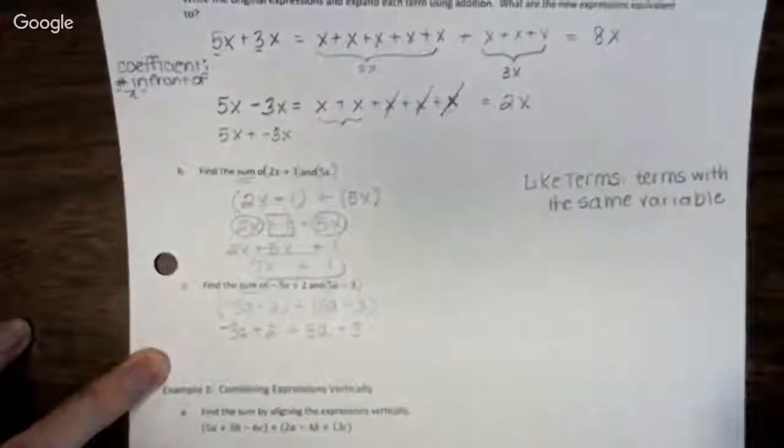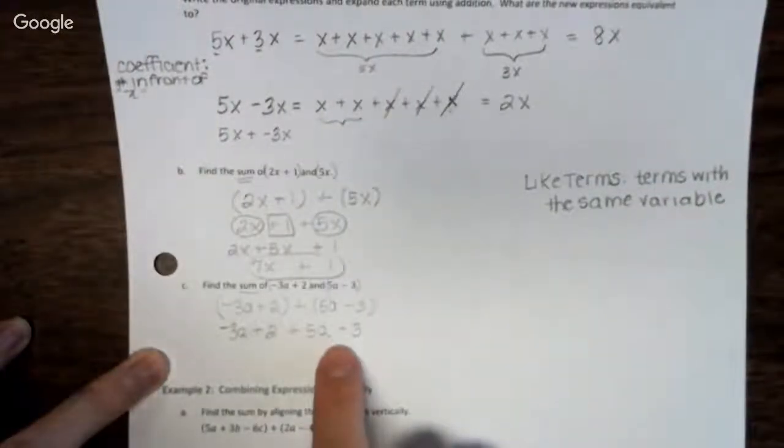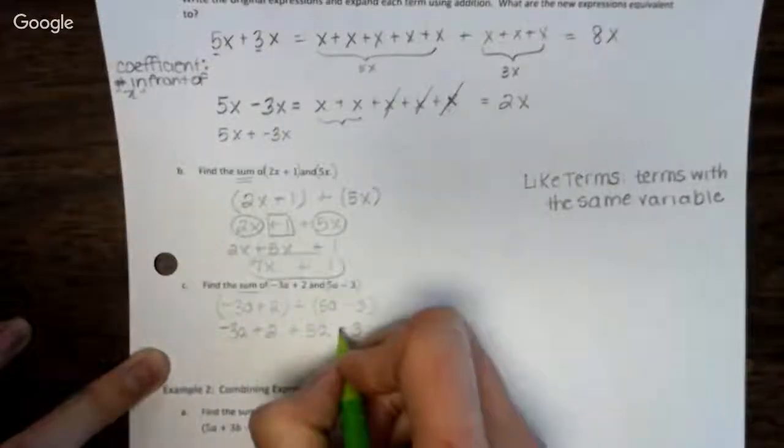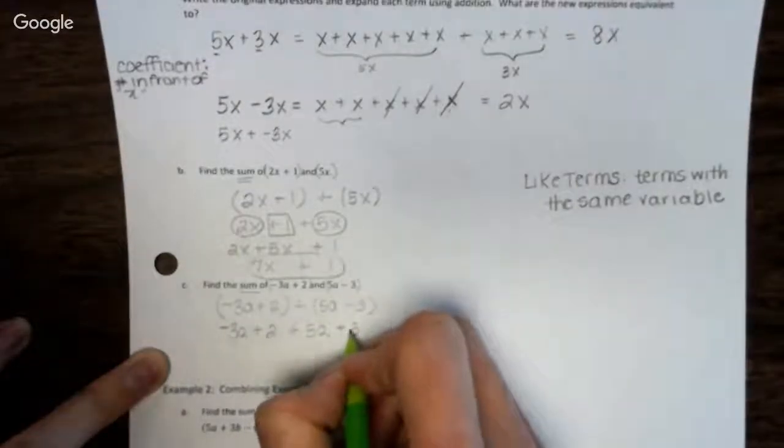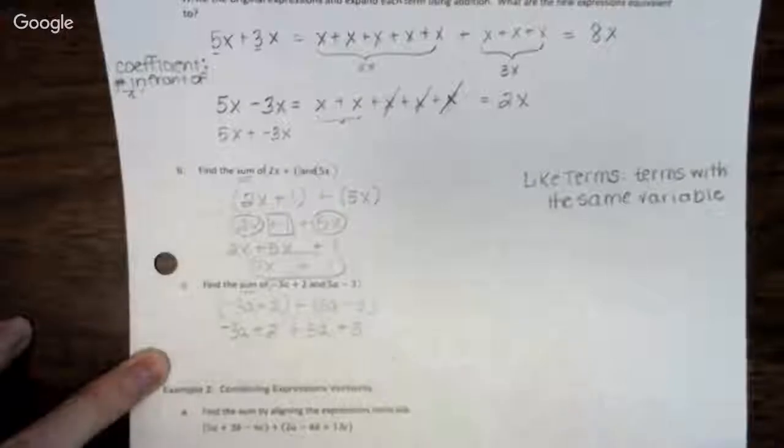Now, the first thing we got to do is get rid of this subtraction sign. We don't like subtraction, so we're going to change it to adding its opposite. So I'm going to change it to adding negative 3.